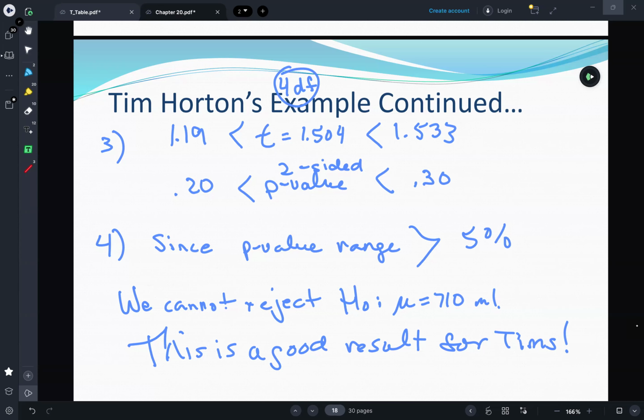When do we reject? If the p-value range is less than 5%, then we reject. Remember the decision rule. That's the same as if you're doing Z or T. All those rules stay. They're exactly the same. If the p-value is less than 5%, then you reject. If it's greater than 5%, you cannot reject. And the 5%, what is that? That's our alpha. That's our significance level.